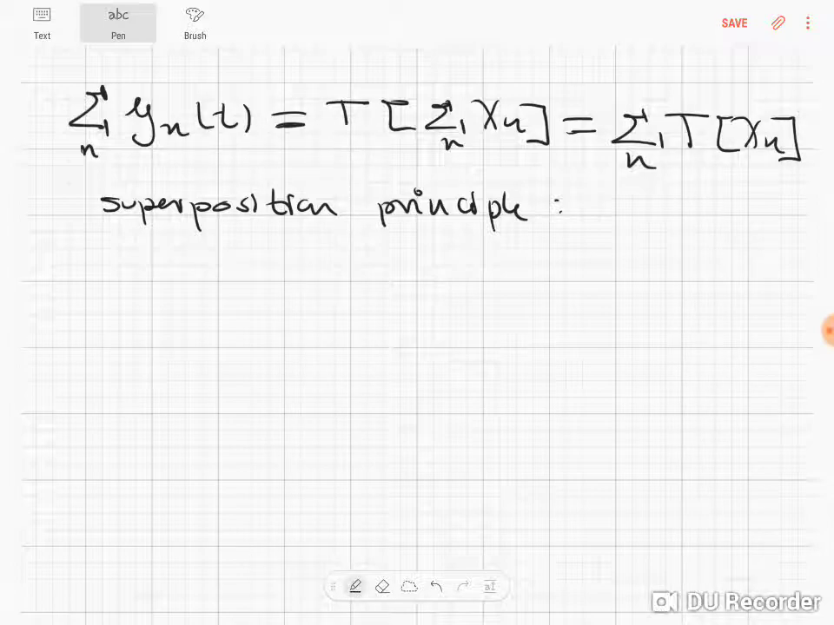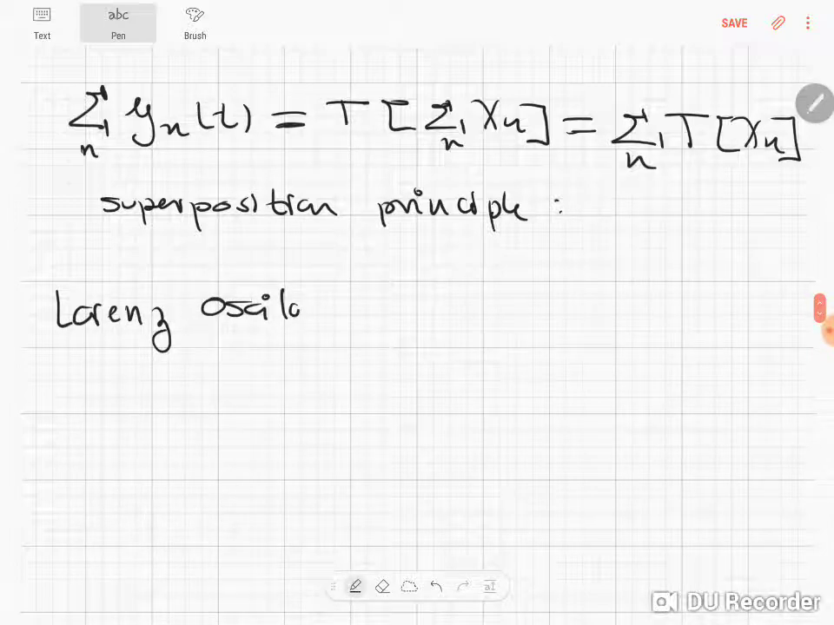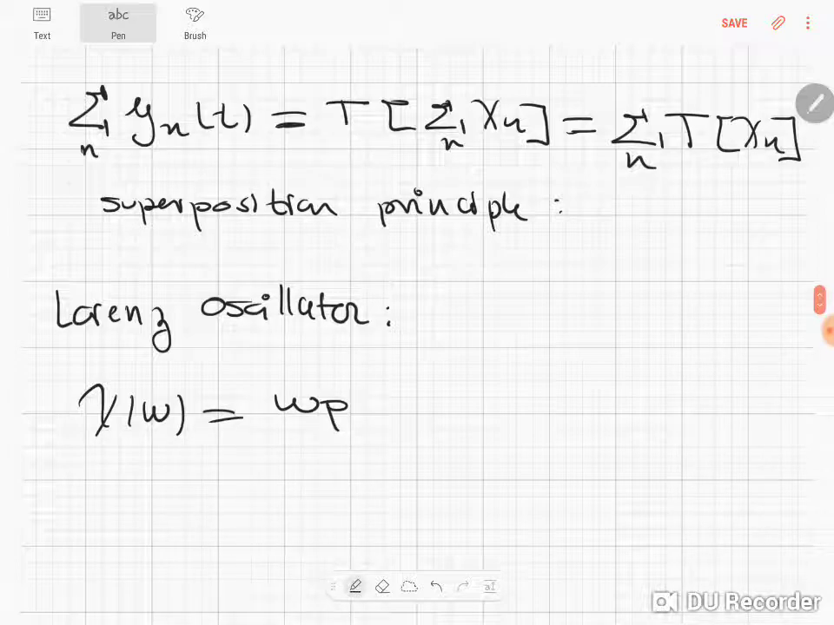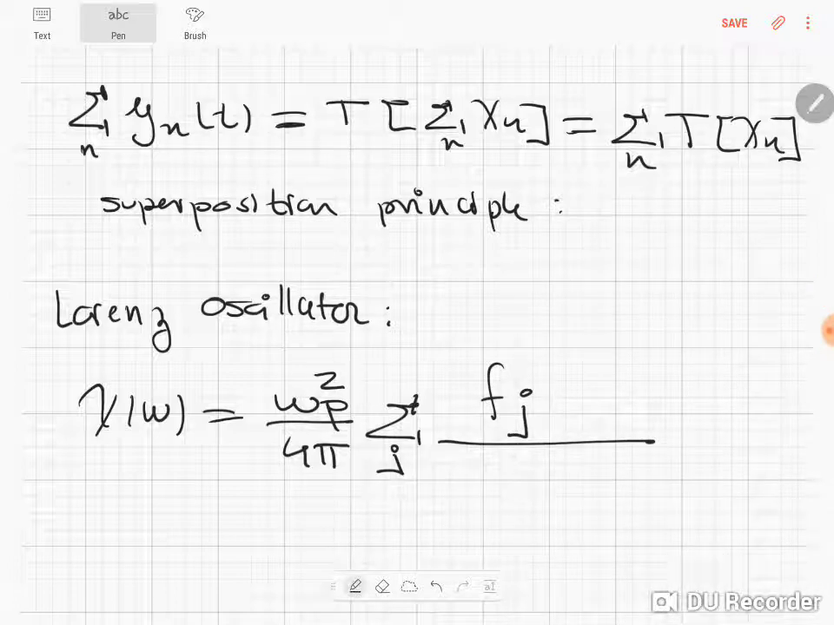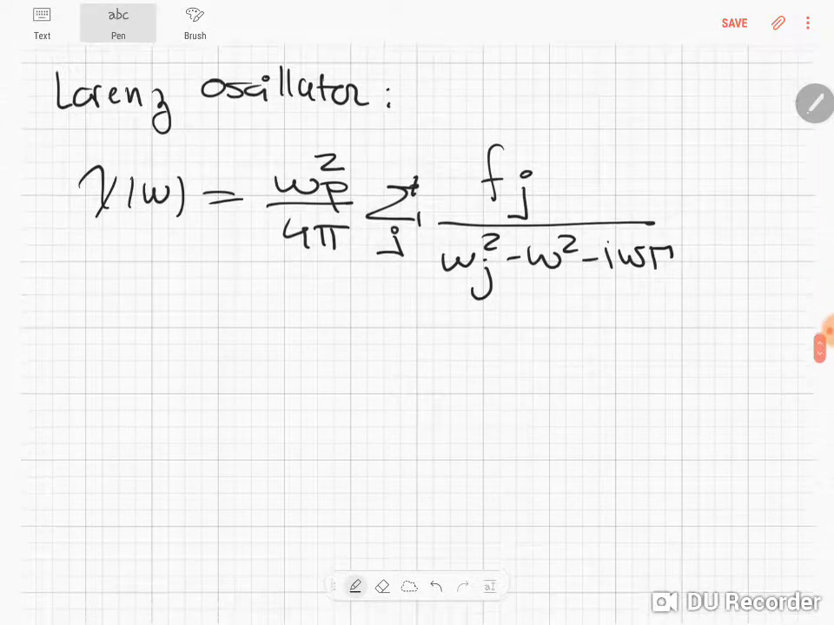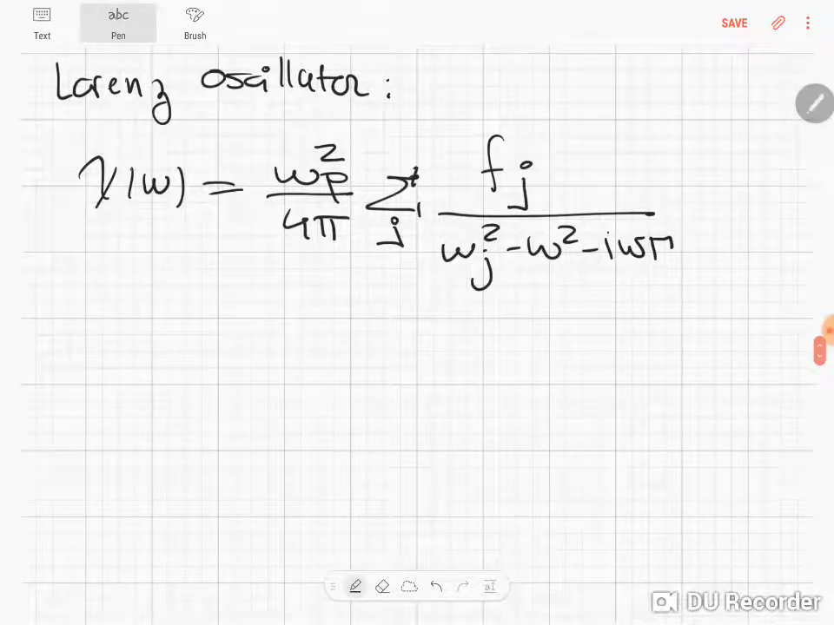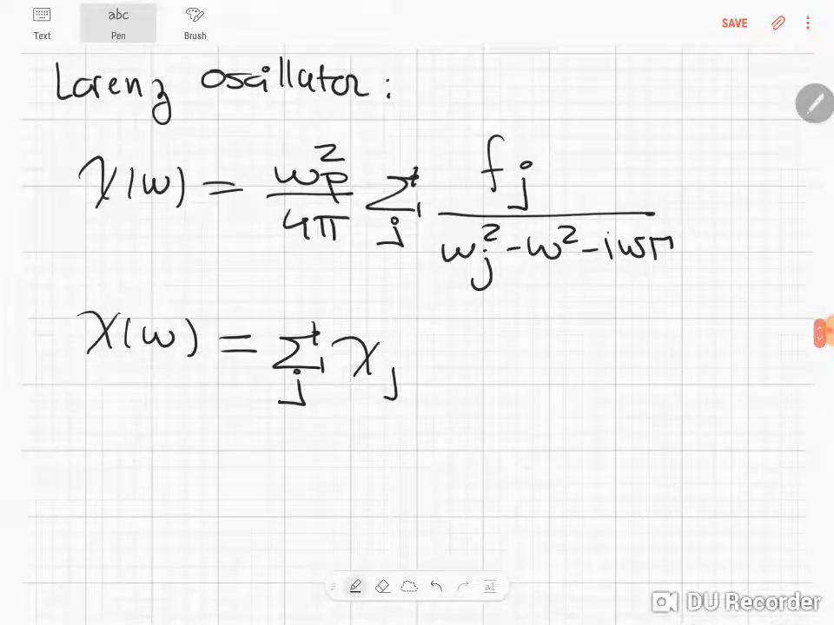Okay, now for the time being, what we're going to discuss is the Lorentz Oscillator. The Lorentz Oscillator has susceptibility chi of omega equal to omega p squared divided by 4 pi times the summation over j of f sub j divided by omega j squared minus omega squared minus i omega gamma. Okay, this is how things will look. What we're going to do is consider that this chi of omega is just the superposition of some chi sub j of omega.